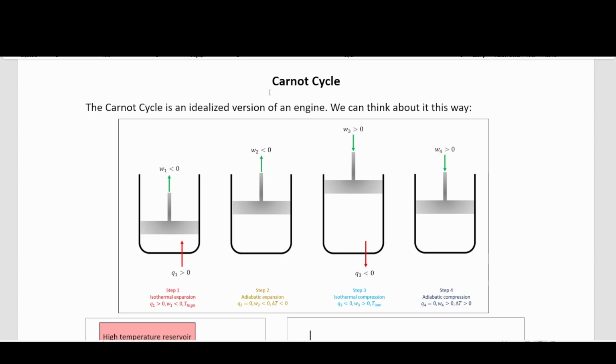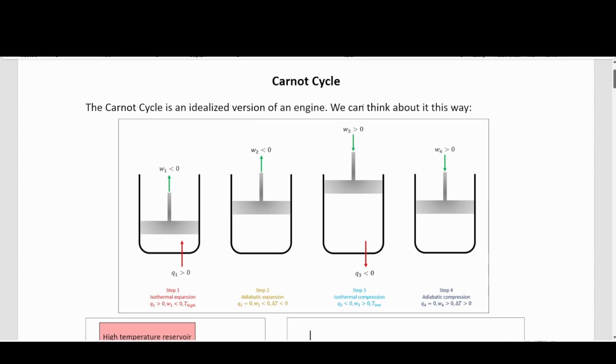In this video, we are going to talk about what's called the Carnot cycle. So far in these videos, we've been talking about the state function known as enthalpy. This one will get us into the state function known as entropy. So the Carnot cycle is an idealized version of an engine.